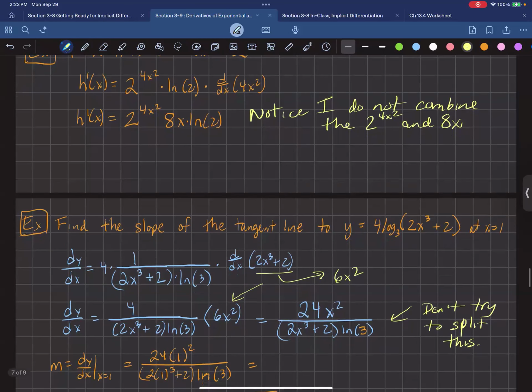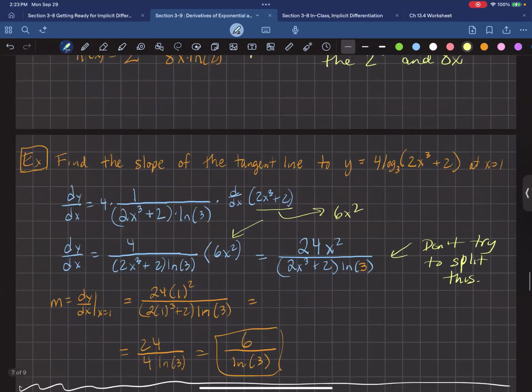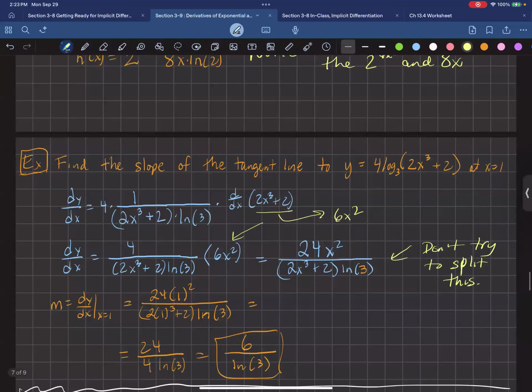We wanted to find the slope at x equals 1 though, so you can plug 1 in, and we've got 24 times 1 squared on top. That's just going to give us a 24. And then on bottom, we've got 2 times 1 cubed, which is 2 times 1 is 2, plus 2. We've got 24 on top, and 4 times natural log of 3 on bottom. So we get 6 over the natural log of 3. If you need a decimal value, you can do that. But if you were to graph this, like in Desmos, I would just use 6 over natural log of 3 and not use a decimal. Okay?